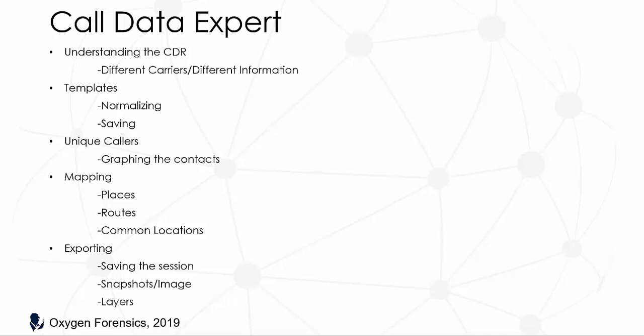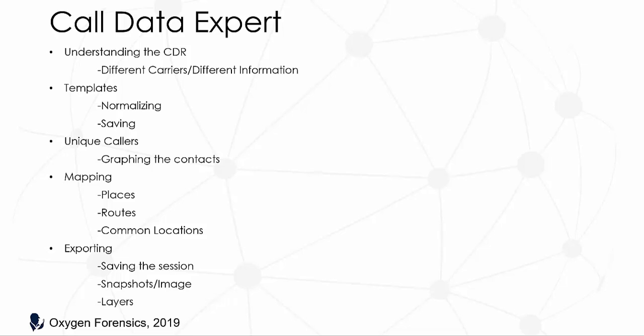In summary, now we know what a CDR is. It's the call detail record that you get from a carrier. It can include geolocations, phone numbers, time and date stamps, and even cell tower numbers. And I've shown you how to create a template, how to normalize your data, how to save the template, and now you'll have it for future CDR imports.